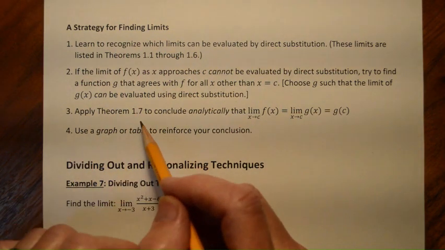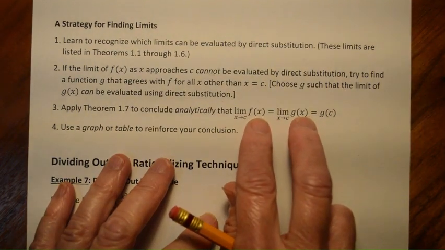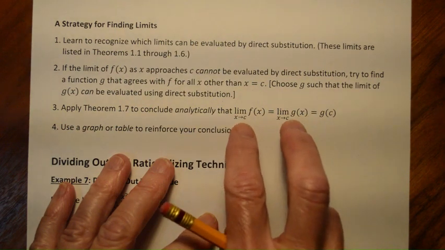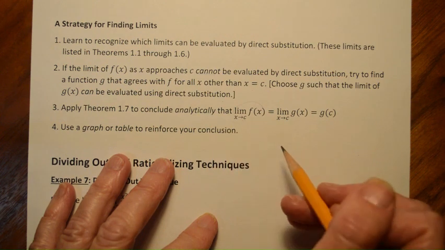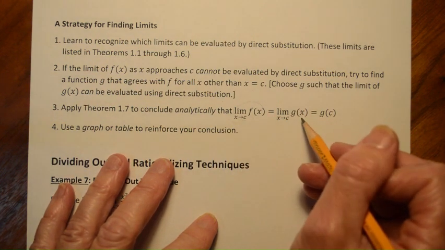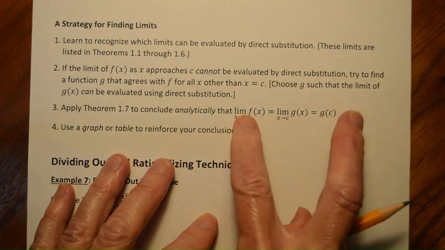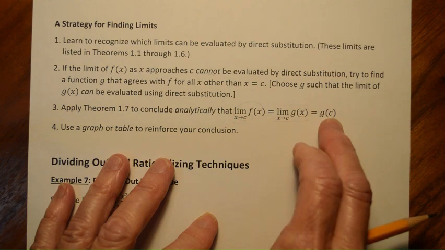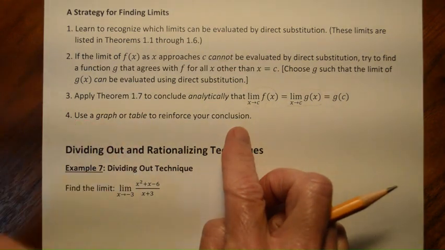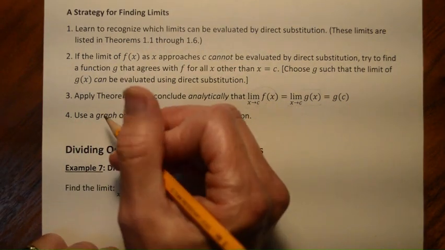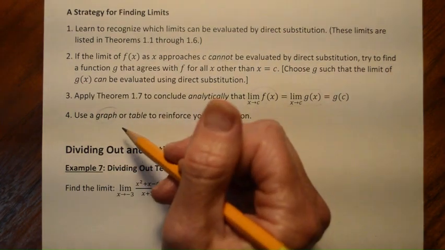then we're going to apply theorem 1.7 again, which says that if I have two functions, f and g, that behave exactly the same everywhere except at that one point, and the problem point is here when we try to take the limit of f, I'm going to do direct substitution with this one and then conclude that the limit of this is the same as the limit of this one. You could also use a table or a graph to reinforce your conclusion. Use your graphing calculator. We're not saying that you have to graph the function, just that you could let your calculator make a graph for you.